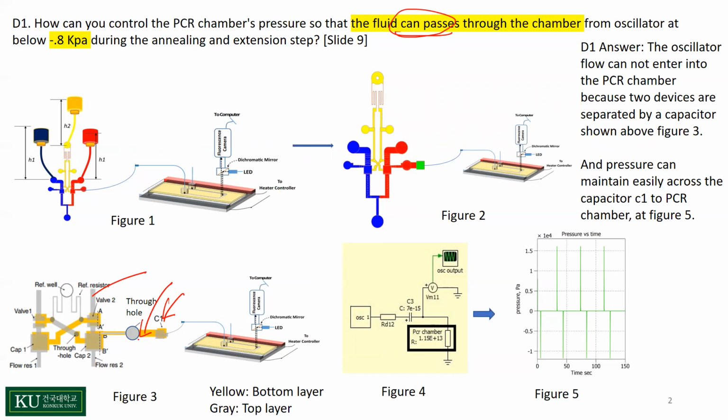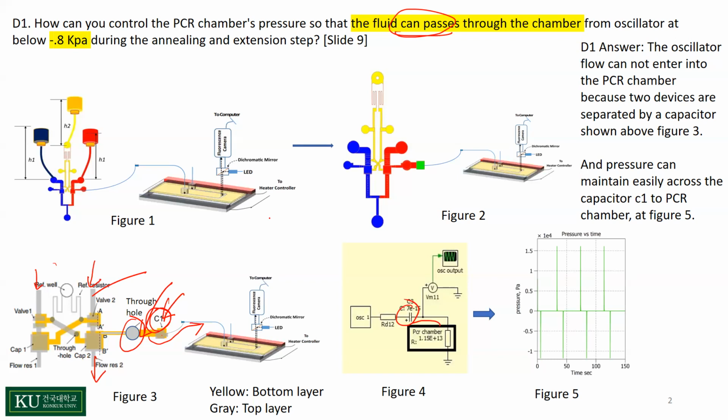So the pressure oscillator flow comes from this direction and goes out in that direction. In the meantime, it generates pressure here. So the pressure is taken by using capacitance C1. You see that here, C1. So this is the C1. So no fluid can pass through from the oscillator in that direction. It is maintained so that the oscillator pressure can only generate pressure across the capacitance.